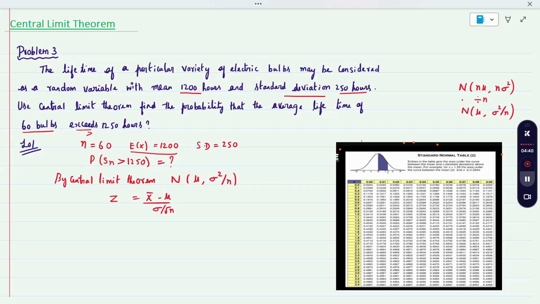Now when I convert it, all the data are given directly. Probability of Sn minus mu divided by sigma divided by root n, subtracting mu throughout and dividing by sigma by root n throughout. So that is the understanding. It is greater than 1250 minus mu, where E of x is mu, so 1200, divided by sigma, which is the standard deviation 250, divided by root of 60. So do this calculation. This whole thing is nothing but Z.